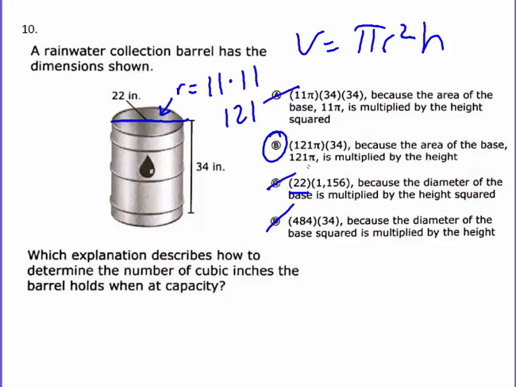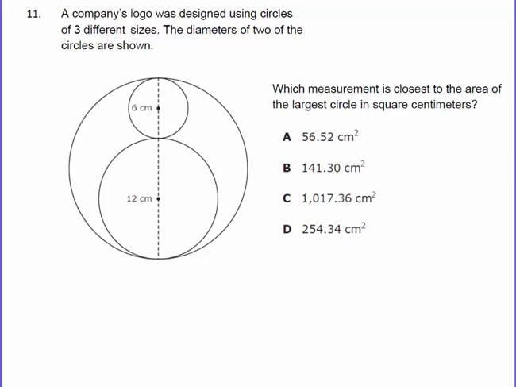All right, so let's look at the next one. A company's logo was designed using circles of 3 different sizes. The diameters of 2 circles are shown. Which measurement is closest to the area of the largest circle in square centimeters? So we know the distance from here to here is 6, and from here to here is 12. So the entire distance is 18. So what would be the radius of my large circle? Well, its radius would be 9 centimeters. So that's the number that I want.